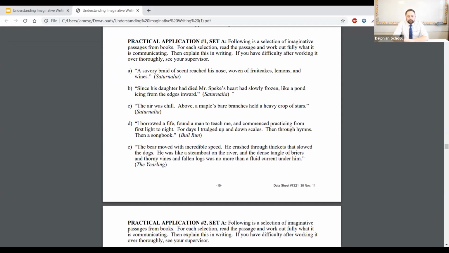So what type of imaginative writing is this using? We learned about overstatement or exaggeration. We learned about similes and metaphors yesterday. We learned about personification. We learned about allusion, and we learned about irony. So this character, it's saying that his heart had slowly frozen like a pond icing from the edges inward. Well, what does that mean? What type of imaginative writing is that using? And what is that imaginative writing saying? Feel free to write down in the Q&A box why you think they're trying to make that comparison. What are we describing, or how are we activating the imagination by using that example?